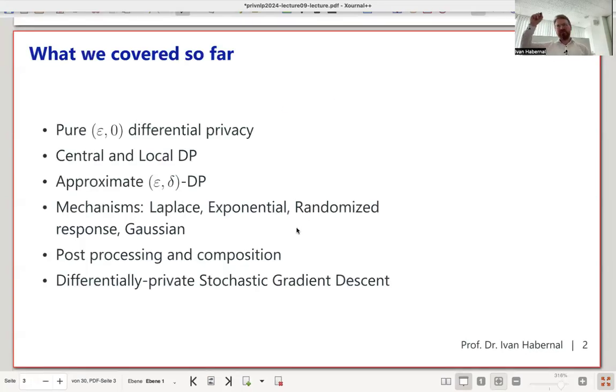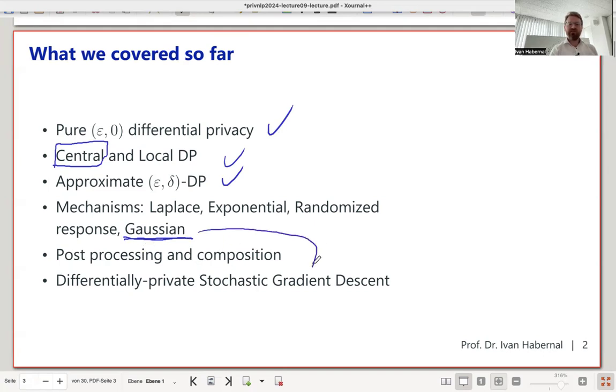This is basically a checklist so that we know where we are. We talked about differential privacy, local and central. Today we'll be talking about the central one; the local one maybe we'll leave for next time. We know what approximate epsilon-delta differential privacy is doing, and we talked about a couple of mechanisms, of which one of the most interesting is the Gaussian mechanism, because as we saw last lecture, it's very useful for differentially private stochastic gradient descent.